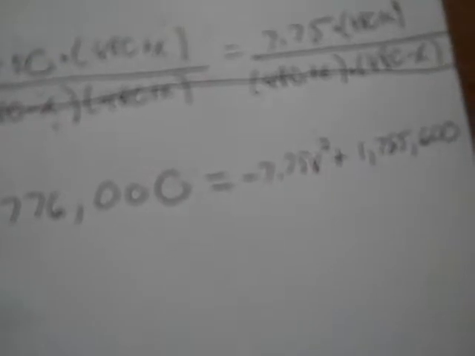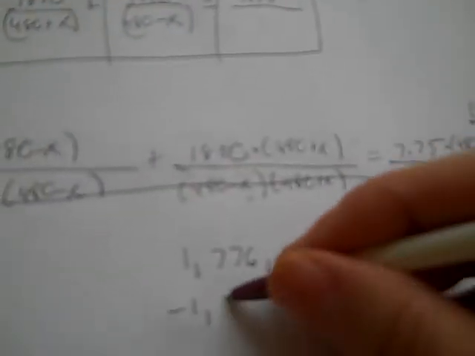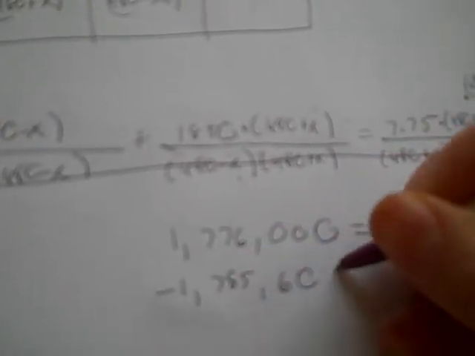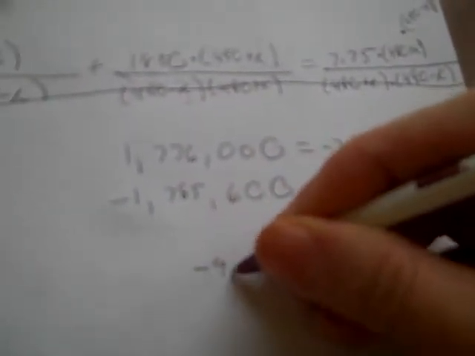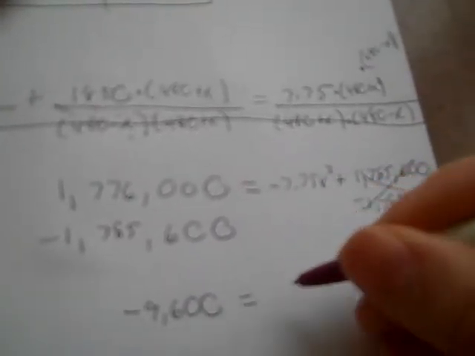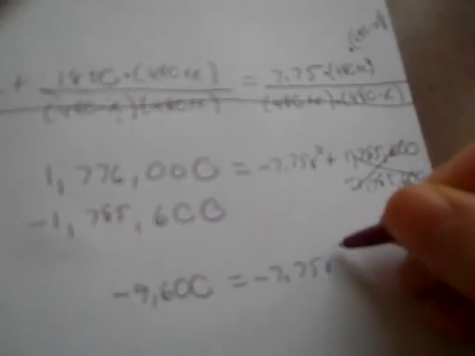that's the only type of x you have. It's not like you have an x to the second and then an x to the first where you have to move everything and do all the factoring. No, just undo the plus by minusing that. 1,776,000 minus 1,785,600. Negative 9,600 equals negative 7.75x to the second.